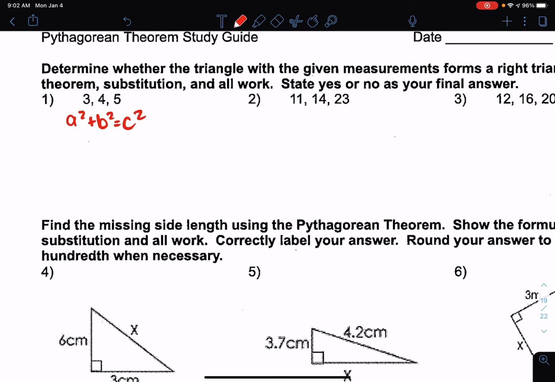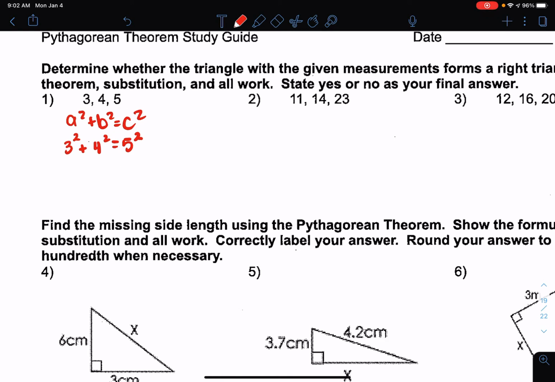Okay, and looking at all of my values, remember the biggest number is always going to be represented for your hypotenuse. So I'm going to go ahead and substitute a 5 for c, because c is my hypotenuse. And now I have 3 and 4. With 3 and 4, you don't really have to put them in order, because they're our legs, and our legs are going to be represented by either a or b. So you can use 3 as a or b. So I have 3 squared, I'm going to use it for a, plus 4 squared for b.